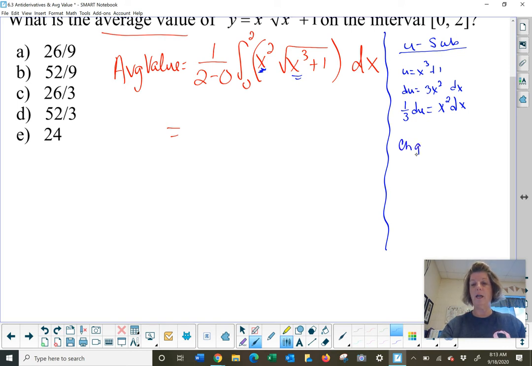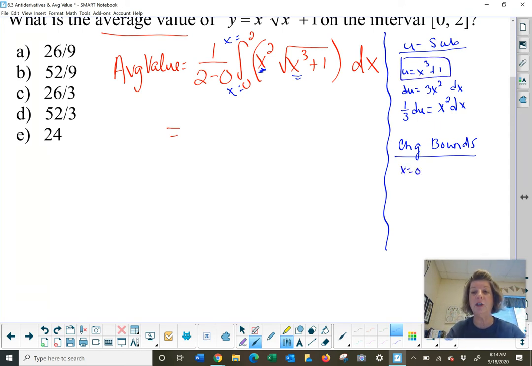I'm also going to change my bounds. Since it's a definite integral, these bounds are x values, aren't they? And I want to switch them up to u values. So when x is 0, this is our conversion. It tells us how u and x are related. Let's see, we'd have u equals 0 cubed plus 1. So u is 1. When x is 2, u is 2 cubed plus 1. We get 9. All right, I think we're ready to roll.